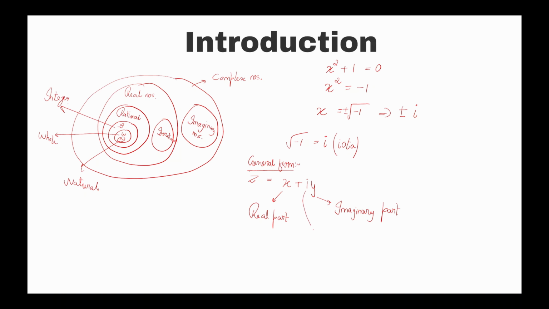And iota here is nothing but root under minus 1, or we also call this the imaginary number. So basically this is a format in which we represent our complex number, so that we can show our real part separately and our imaginary part separately. This iota basically is there to distinguish between these two portions.